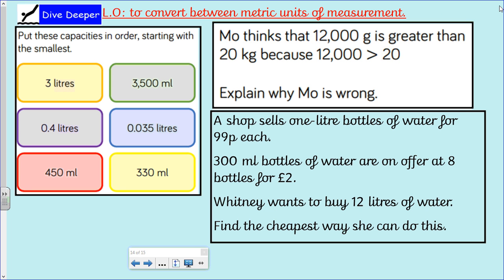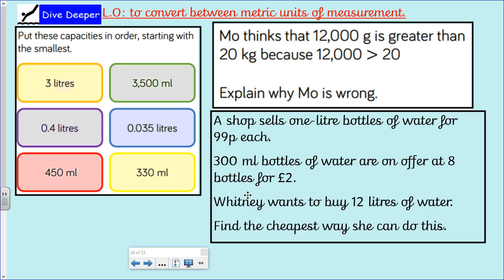And then Mo thinks that 12,000 grams is greater than 20 kilograms because 12,000 is greater than 20. Mo is most definitely wrong. Can you try and explain why to us, please? And then finally, a shop sells 1 litre bottles of water for 99p each. 300 millilitre bottles of water are on offer at 8 bottles for £2. Whitney wants to buy 12 litres of water. Find the cheapest way she can do this. So you've got a bit of calculating to do on that one. It's not tricky, it just needs a bit of perseverance.